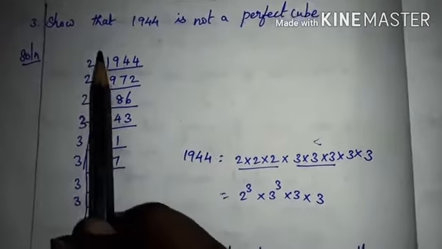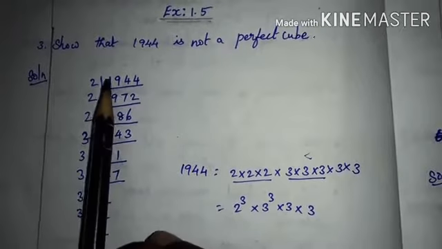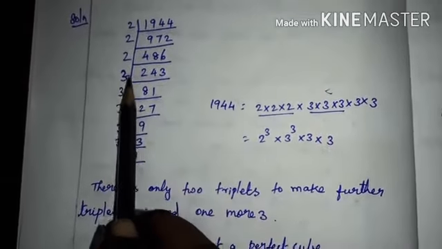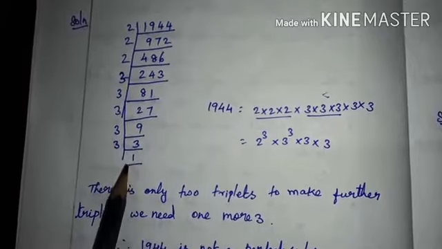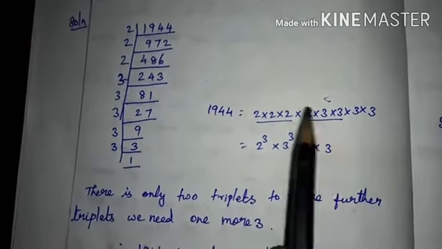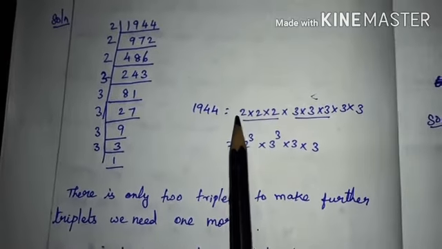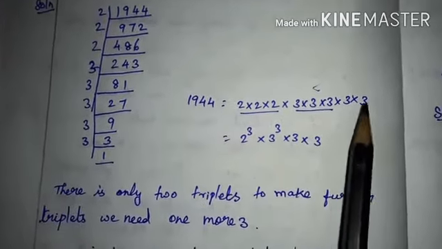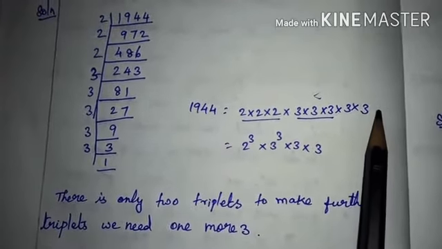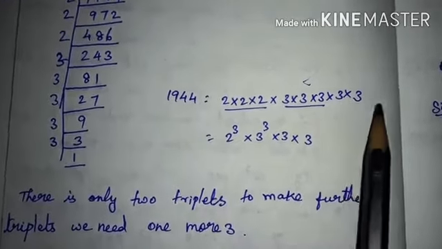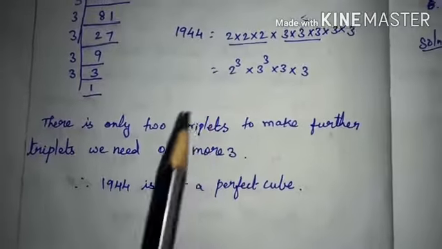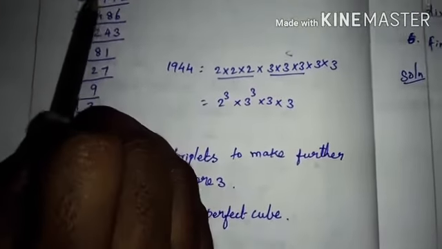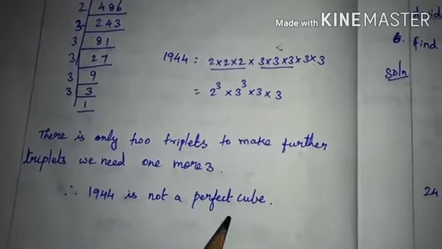For that, first you have to find the prime factors of 1944. We get the prime factors as 2 into 2 into 2 into 3 into 3 into 3 into 3 into 3. After finding the prime factors, you have to group the factors in threes. That is, 2 into 2 into 2 we can write as 2 cube, and 3 into 3 into 3 we can write as 3 cube. For the next group, we do not have three factors; we have only two factors, so we leave them as they are. Since there are not three factors for the next grouping, the given number 1944 is not a perfect cube.